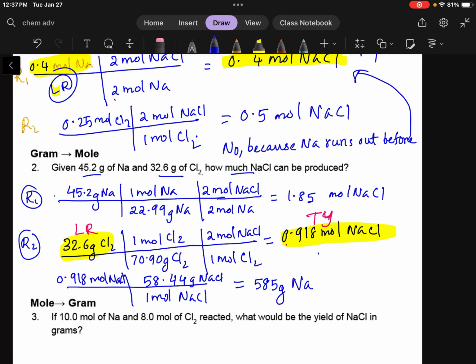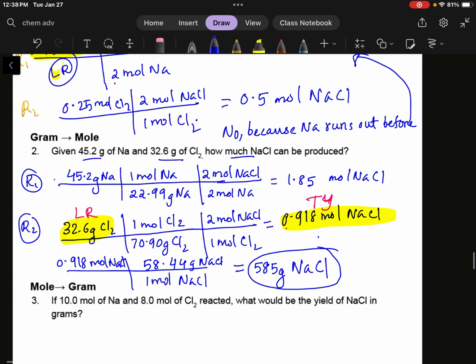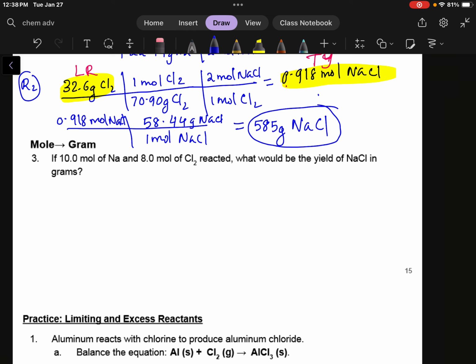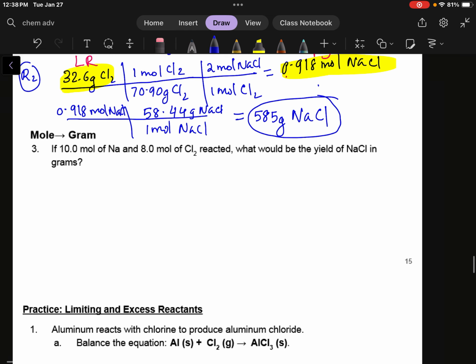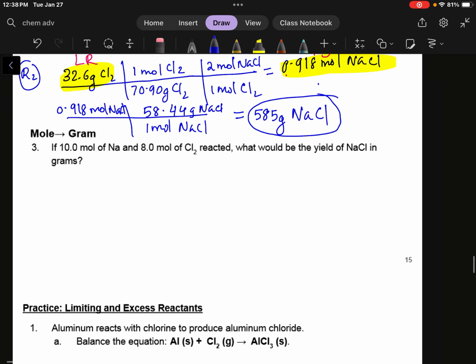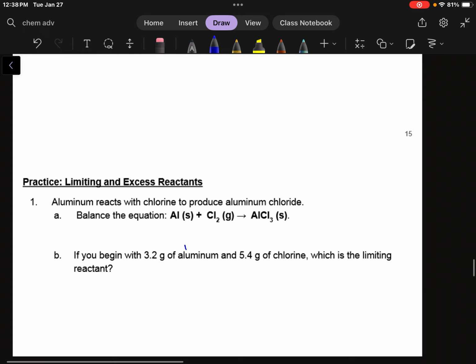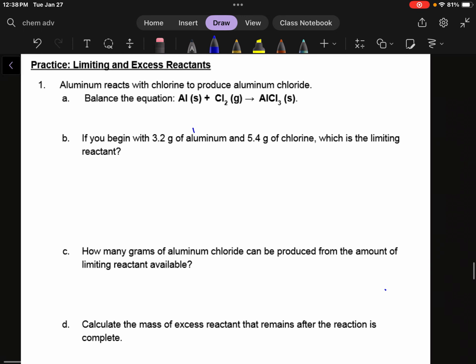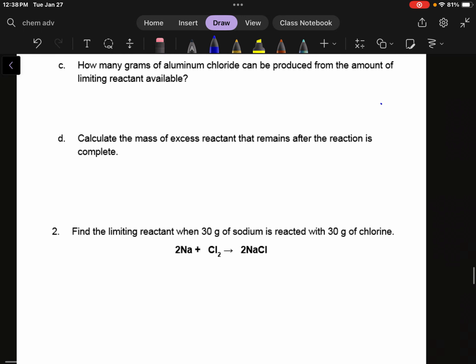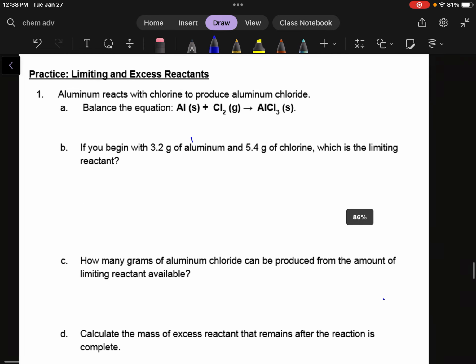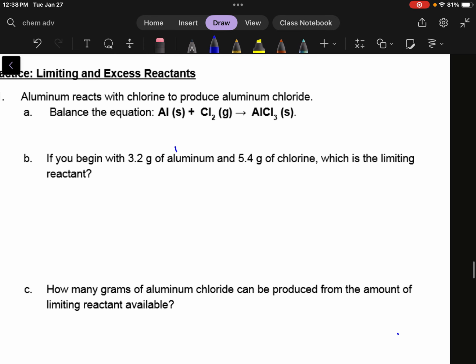585 grams of NaCl. So that is the final answer for that question. Okay, let's go. This is the same question. If I want to do it, you can do it, or I'm going to do one practice. I think that is like a step by step. We can calculate excess reactant and limiting reactant, so you will get all the practice there.